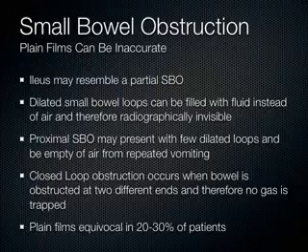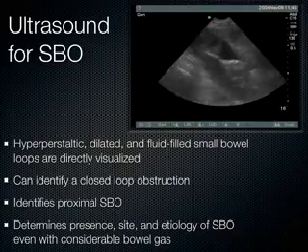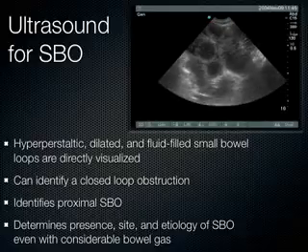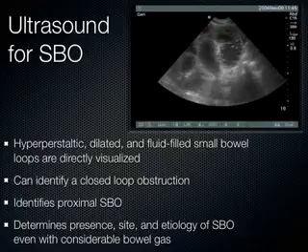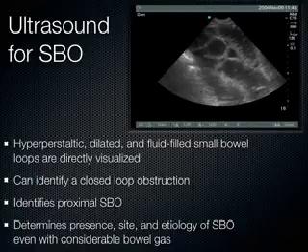Ultrasound is really good at picking up both of these. In fact, it's got much better test characteristics than an x-ray has. Not as good as CT scan, but at the bedside, we can get the diagnosis of bowel obstruction pretty easily. What we see initially are hyperperistaltic, dilated, and fluid-filled small bowel loops that we directly visualize with ultrasound, evidenced by their plicae circularis, and that tells us that this is indeed small bowel.